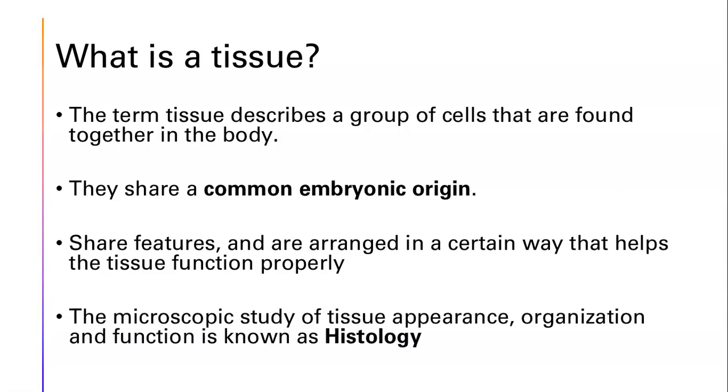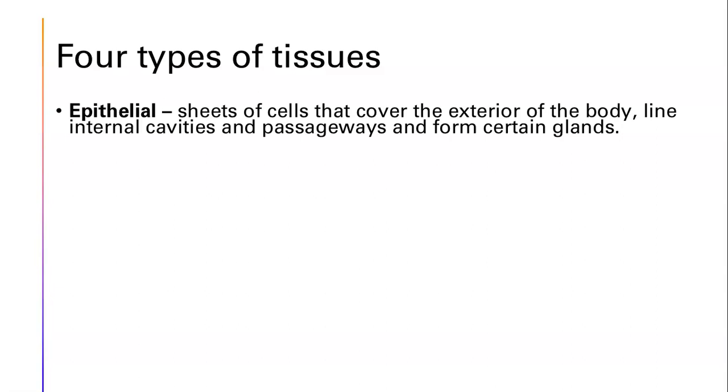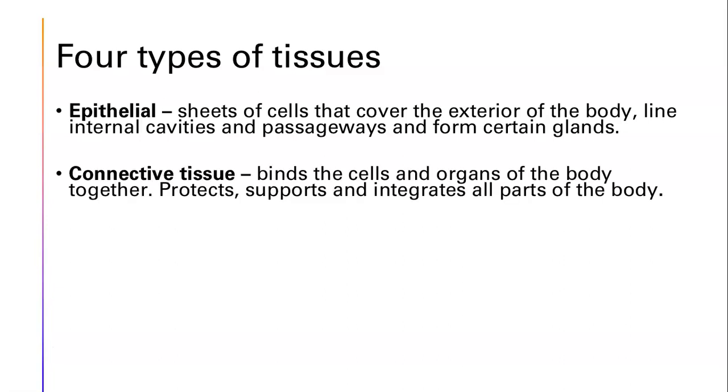How do people know this? Well, there's this study of histology, which is the microscopic study of tissue appearance, organization, and functions. So let's talk about four types of tissues. The first is the epithelial tissues. Epithelial tissues are sheets of cells that cover the exterior of the body, line internal cavities and passageways, and they might form certain glands. The next is the connective tissue, which binds the cells and organs of the body together and protects, supports, and integrates all parts of the body.